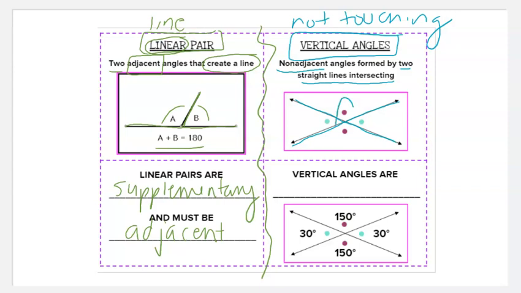Vertical angles would be the angles that are across from each other, so the pink pair and the blue pair. And one thing you should have discovered in lesson 4.0 is that vertical angles are congruent. They have the same measure, so the pink pair and the blue pair equal the same amount.